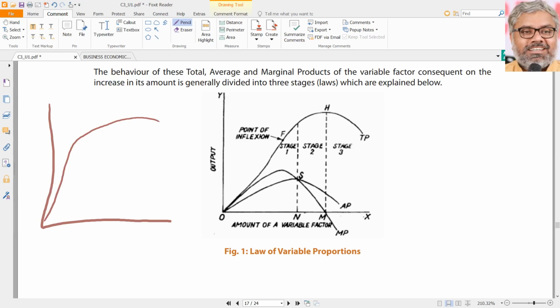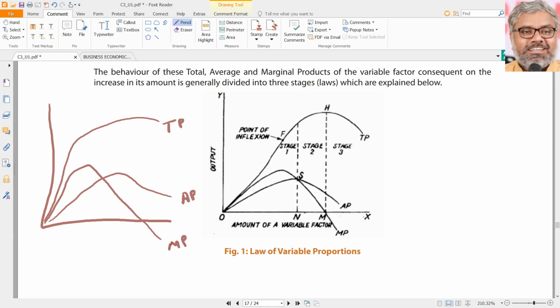Not necessarily do you have to worry about your drawing skills, but definitely you have to worry about where the curves cut the other curves. You should be able to just draw it freehand. And what does each of the curves represent? This is the total product curve. This is the average product curve. And this is the marginal product curve.